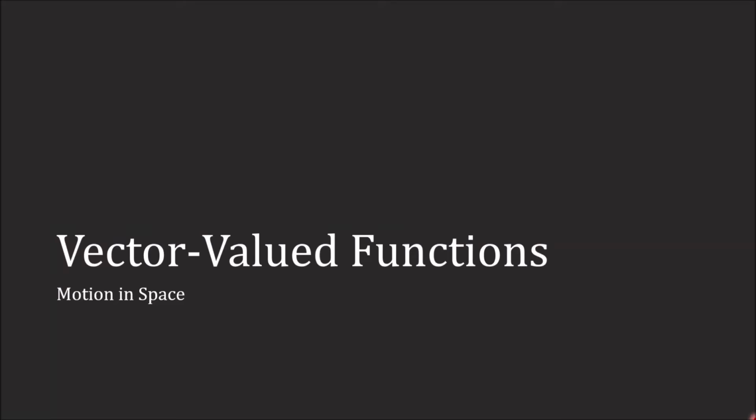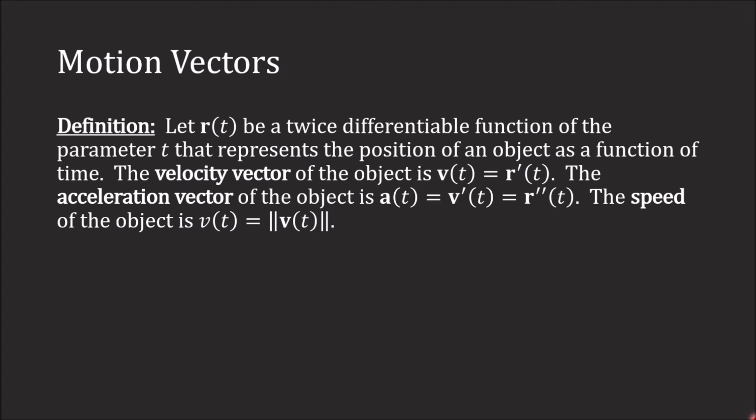We will conclude our study of vector valued functions by looking at motion in space. So we let r of t be a twice differentiable function of the parameter t that represents the position of an object as a function of time. So the velocity vector is v of t, which is simply r prime. The acceleration vector of the object is a of t, which is v prime or r double prime. The speed of the object is the magnitude of the velocity vector.